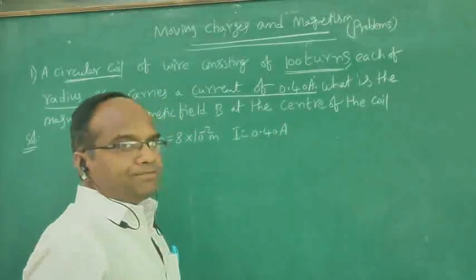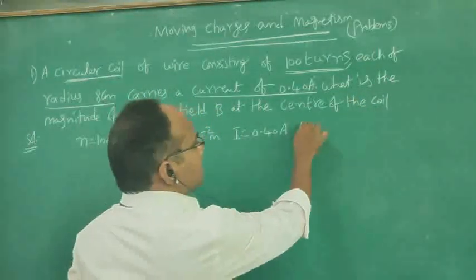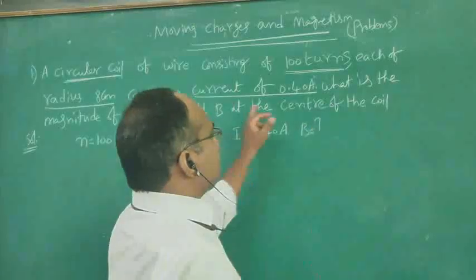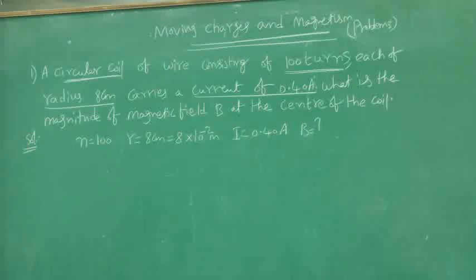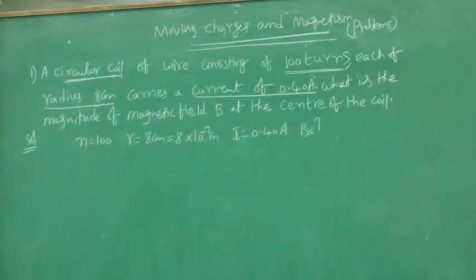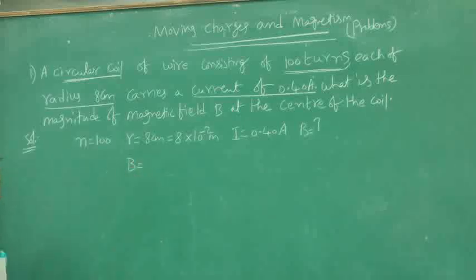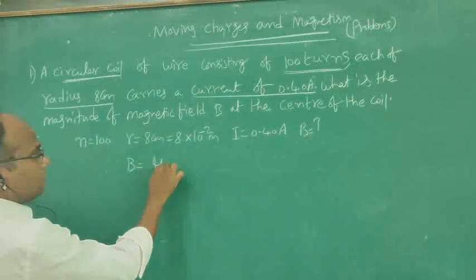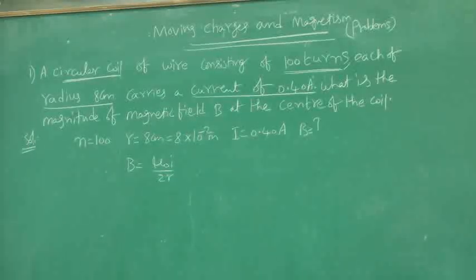What is the magnitude of magnetic field at the center of the coil? That is nothing but the magnetic field they are asking, the magnitude. So what is the formula we have to apply? B is equal to mu naught I by 2R. Mu naught I by 2R.